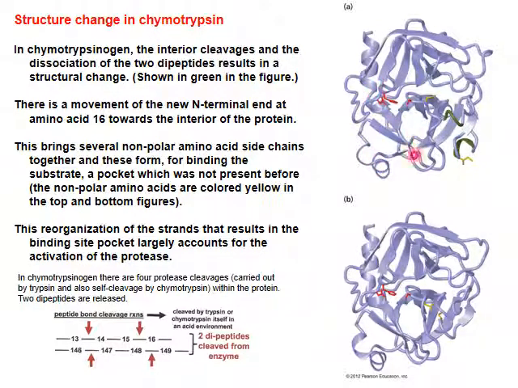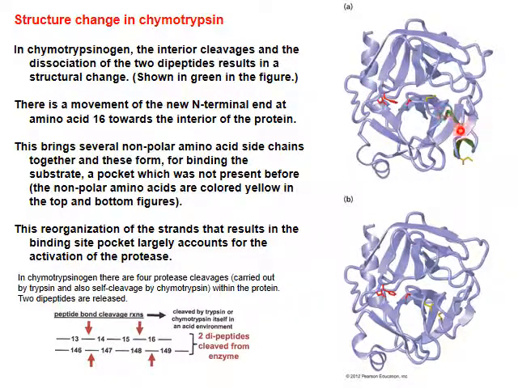Between A and B, the red ones seem to be in the same position, the yellow ones have moved, and the green ones are gone. So what happened here? Some of the structure looks the same, like right here and around here, but over here it's much different. Something removed these green ones, and this yellow one was way over here and has moved over here. So this is the active form of chymotrypsin. This is the zymogen form that's inactive.